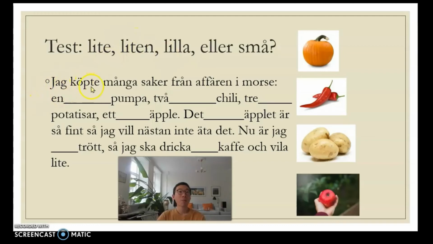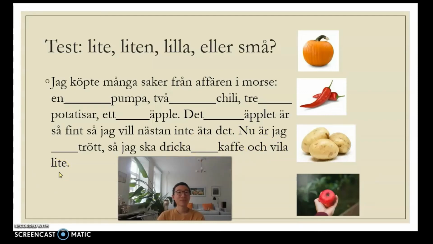Jag köpte många saker från affären i morse. En pumpa, två chili, tre potatisar, ett äpple. Det äpplet är så fint så jag vill nästan inte äta det. Nu är jag trött så jag ska dricka kaffe och vila.